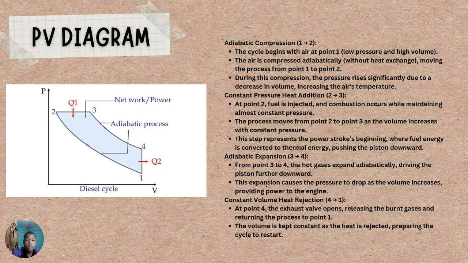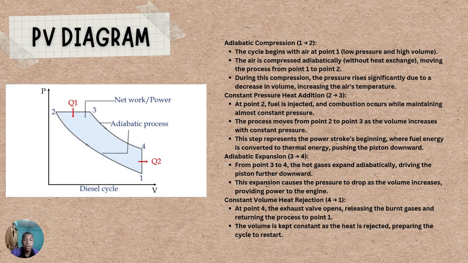The third one is from point 3 to point 4, which is adiabatic expansion. In this process, the hot gases expand adiabatically, driving the piston further downward. At point 2 to point 3 the piston is already upward, and when it goes from point 3 to point 4, it pushes the piston downward. This expansion causes the pressure to drop as the volume increases, providing power to the engine.